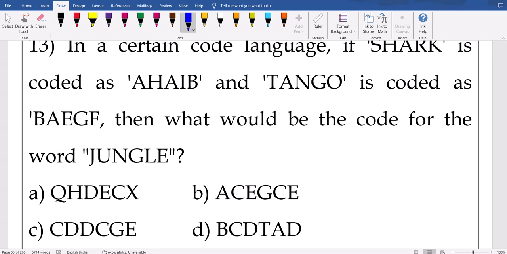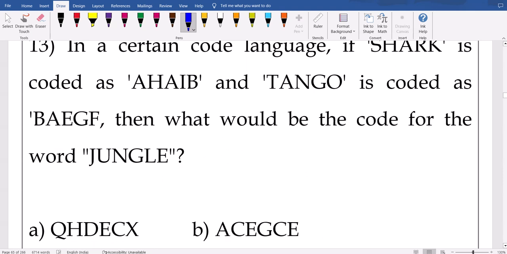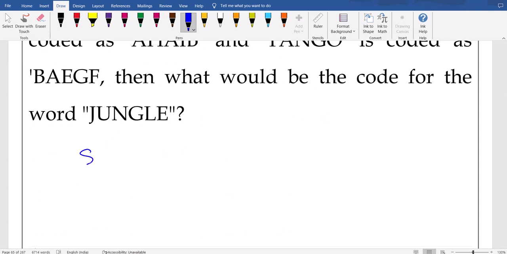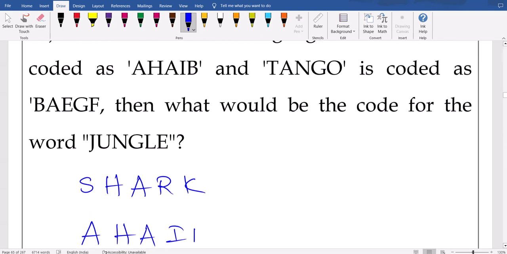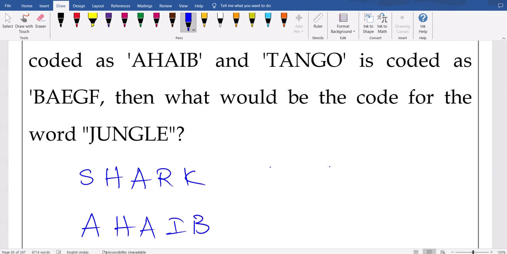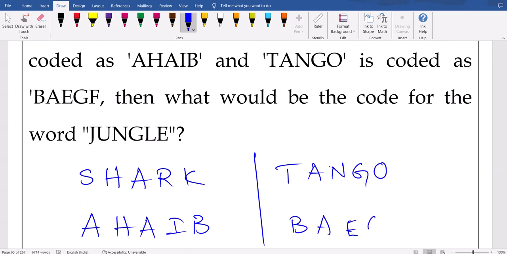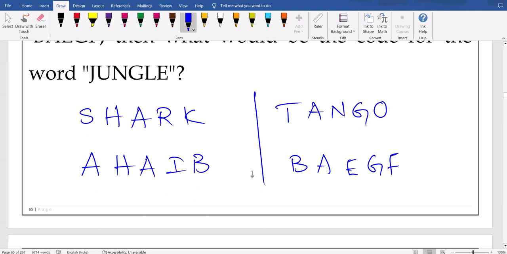Okay, all this is fine, but in the exam, what can you do for better logic? For Shark, what is the code? Write it just below. So what is it for Shark? A, H, A, I, B. Is it right? For Tango, what is the code? Write it below, then you can crack the logic a bit more easily. That's the idea. So B, A, E, G, F. Right. Now, finally, Jungle is what?